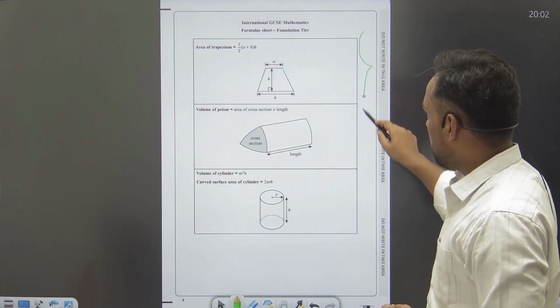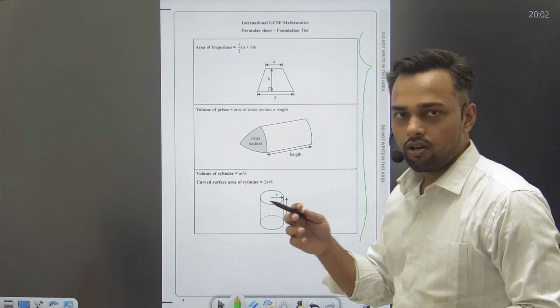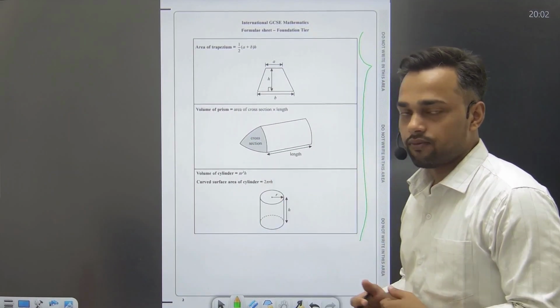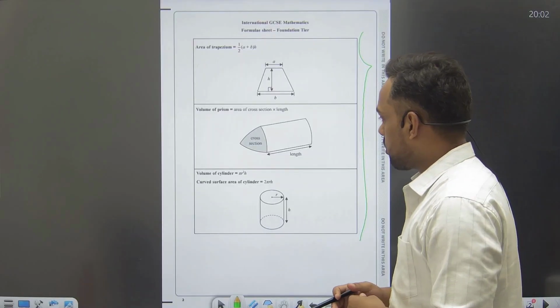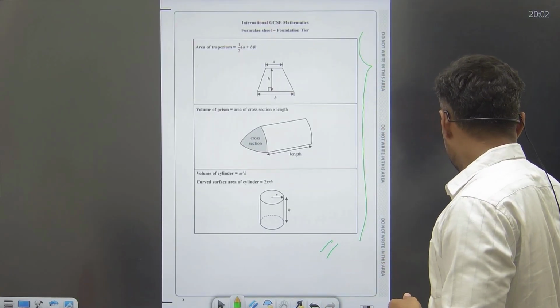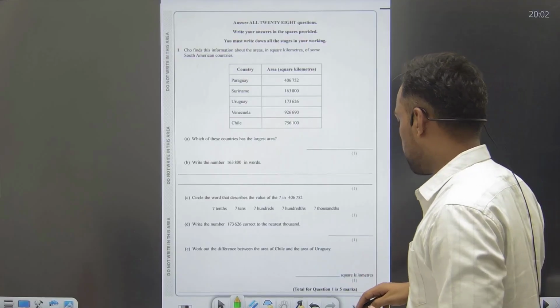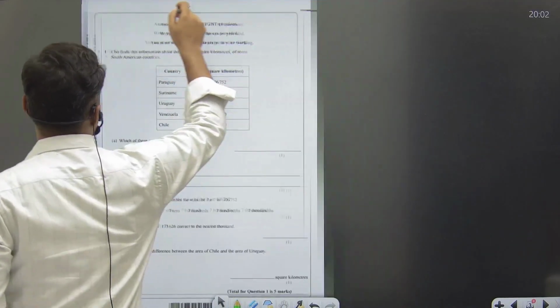These formulas will be required in our paper. Not all, but nearly the maximum of the formulas will be required while solving the question paper. So you should memorize them, or you can take help if you want. So let's come to the first question, student.